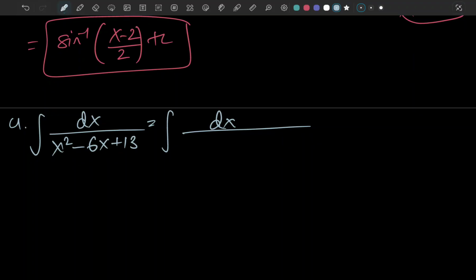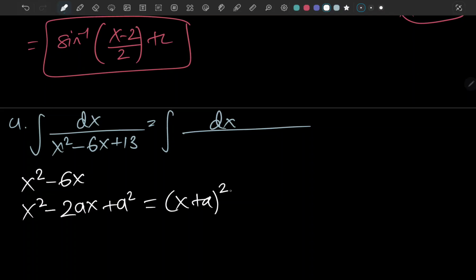Okay, so if we look at this, let's talk about how we can make a perfect square. x squared minus 6x, and if we compare it with x squared minus 2ax, let's say, plus a squared, for (x minus a) whole squared.